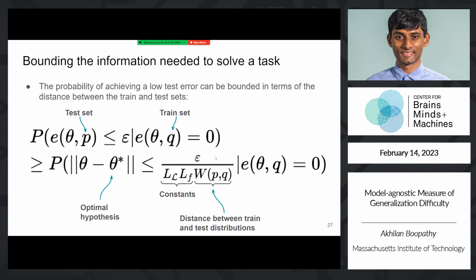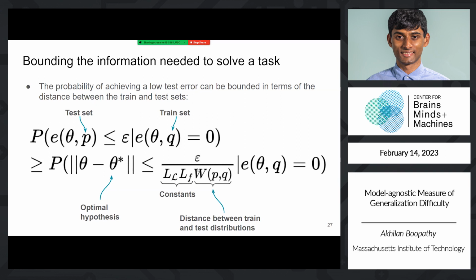And here, this fraction is that radius. So if we take a look at this fraction, in the numerator, we have epsilon, which is the desired error rate. And that makes sense. So if we are allowing for a larger error rate on our test set, then it'll be easier to generalize. It's easier to get within that radius of theta star, and we can more easily guarantee generalization.